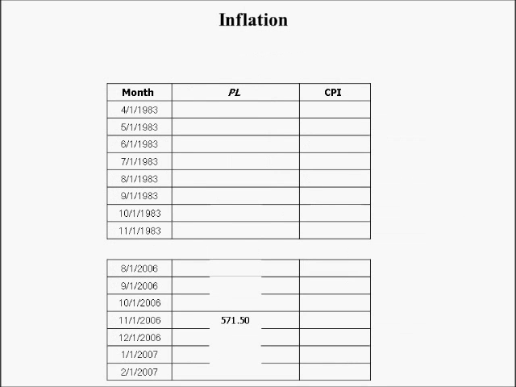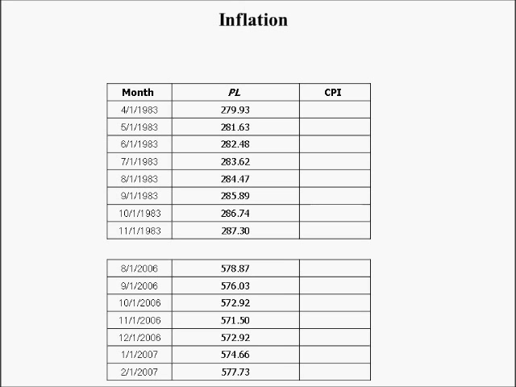Now, if the government keeps track of the cost of this market basket over time, and it computes this every month, then we have this series of price levels. Notice back in 1983, the market basket was $279.93. But in February of 2007, it was $577.73.